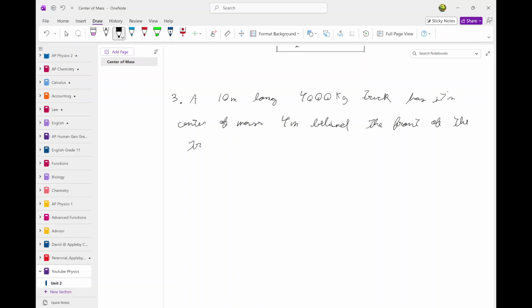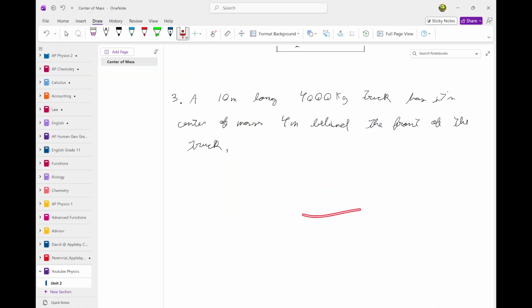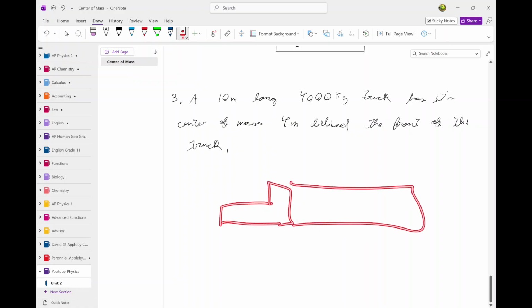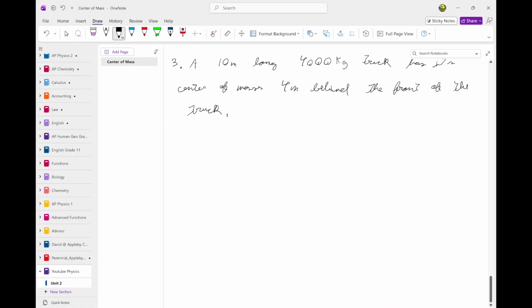Alright. So we're just to imagine a truck. We can have it like this. And then we have 4 meters. Actually, no, it would be near the front. So like this. So it would be 4 meters here. Center of mass. So that's just kind of how we imagine it. It's always important to kind of imagine these things.